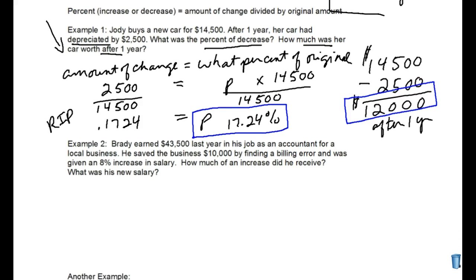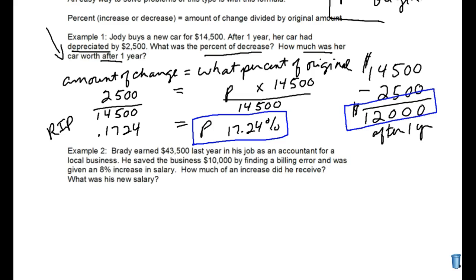The second problem here, we have Brady. Brady earned $43,500 last year in his job as an accountant for a local business. He saved the business $10,000 by finding a billing error and was given an 8% increase in salary. So his salary went up. This was an increase. Our first problem was a depreciation or a decrease. This is going to increase. We want to know how much his increase was, and we want to know what his new salary was.